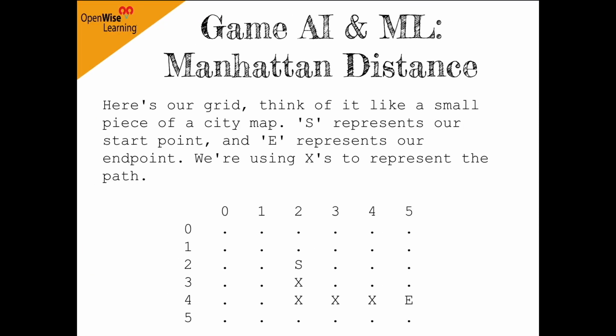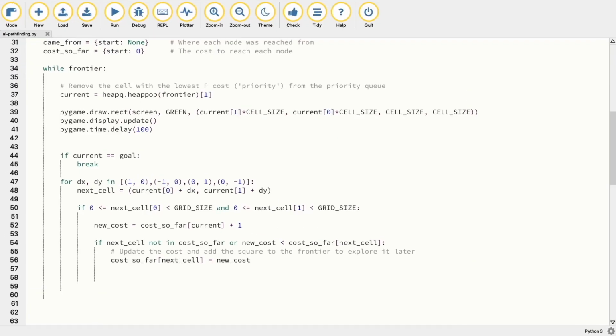So here's our grid. Think of this like a small piece of the city map. S represents our start point, E represents our end point. We're using X to represent the path. So we are on, say, 2nd Street and 2nd Avenue, and we want to go over to 5th Street and 4th Avenue. So we're going to go down 2 and over 3. Now let's actually define our heuristic, right?